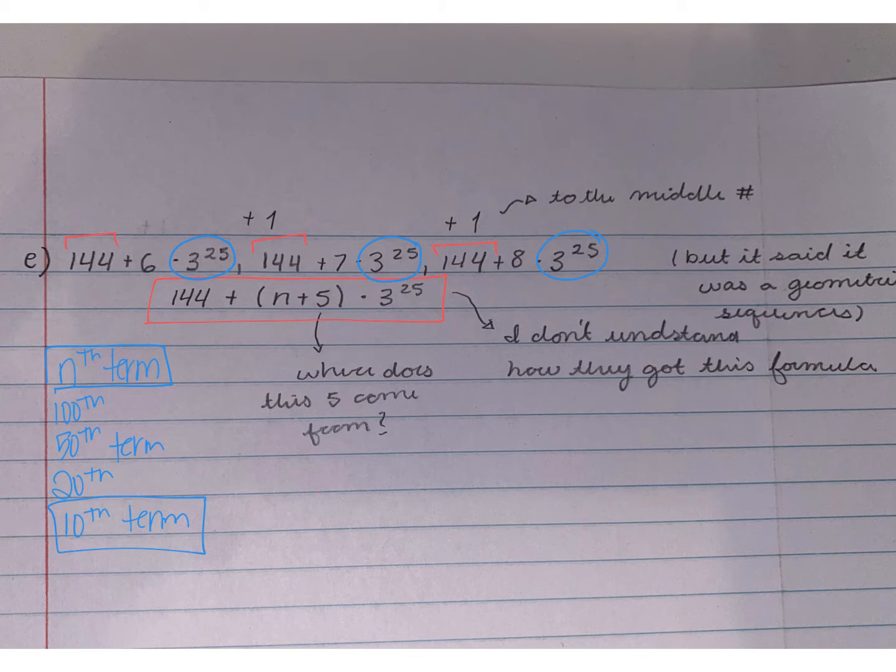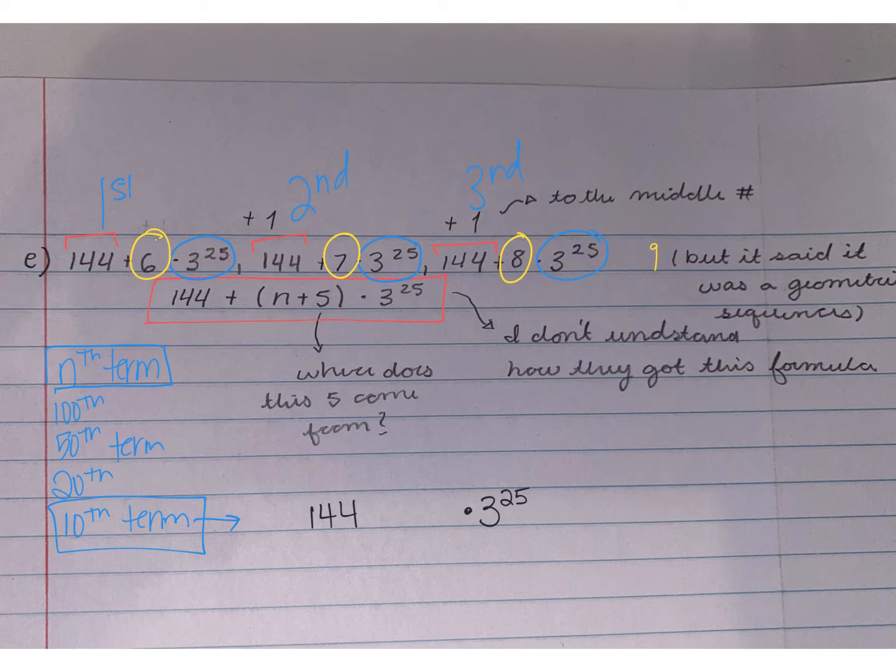So right now we have, this is the first, and then this is the second, and then this is the third. And so we know that for the 10th term, we're going to have to match up with what's there so far. So we know we'll have a 144, and we know we'll have 3 to the 25th power. Now the thing that's changing is this number here. We have 6, 7, 8. So what's happening each time is it's counting up. So I'm going to guess the next one would have a 9 in it, and so on.